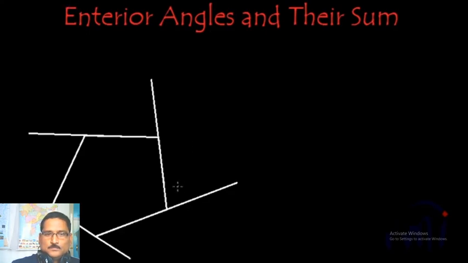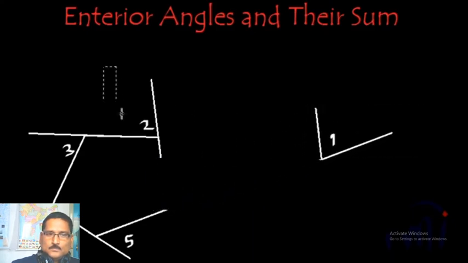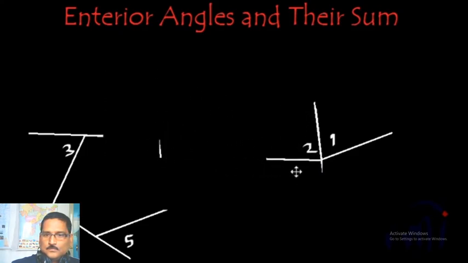And now let me name these angles. Let this be the first angle, this be the second angle, this be the third angle, this be the fourth angle, and let this be the fifth angle. And what we have to do next? Next I am going to cut these angles one by one and assemble all of them in such a way that their vertices coincide at one point, right? So first let me cut angle number 1. Let me move it over here, and next I'll cut like this and assemble it in such a way that their vertices meet. And let me erase this extra line which we have got.